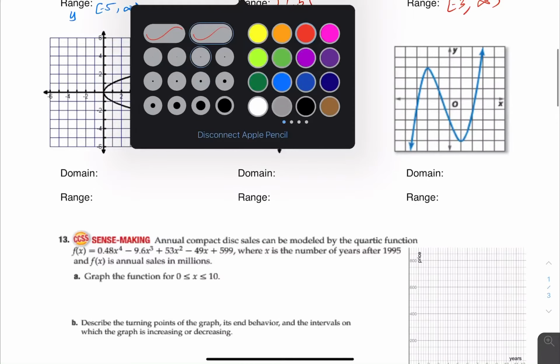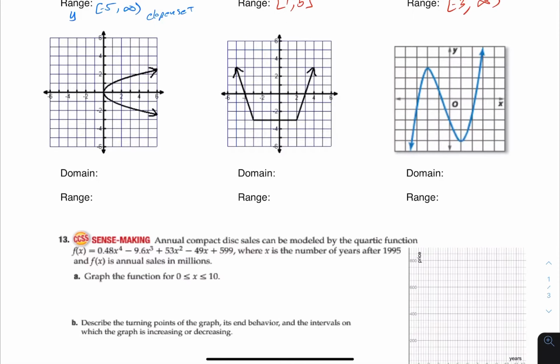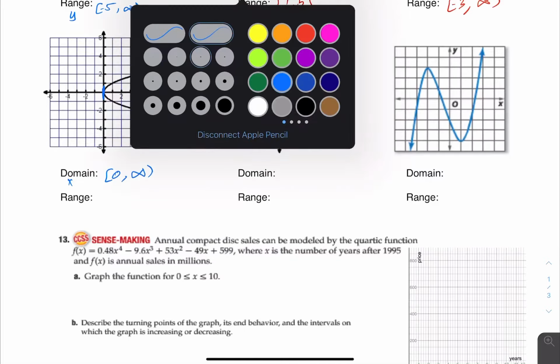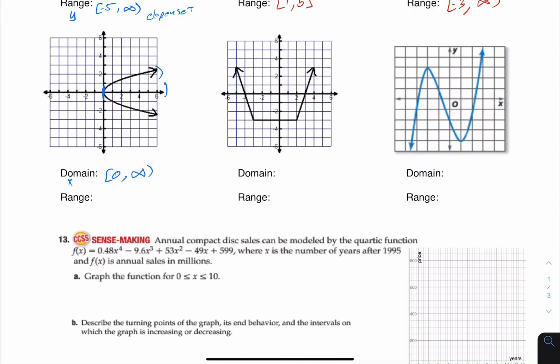Next one, domain. So domain's x, right? So farthest left I see is right here. So 0. Farthest right I see is an arrow. 0 to infinity. Range, what's the lowest I see? Lowest I see is right here, but notice it's an arrow. It keeps on going down. So negative infinity is my lowest. The highest I see is similar. I see an arrow as the highest. So infinity.